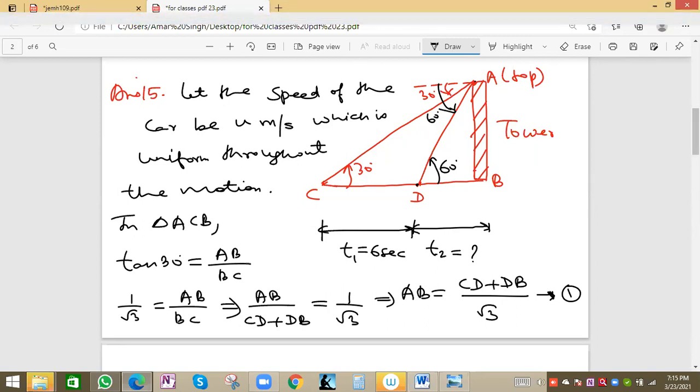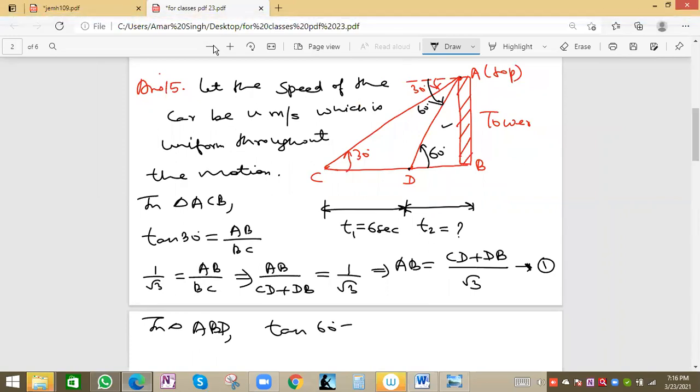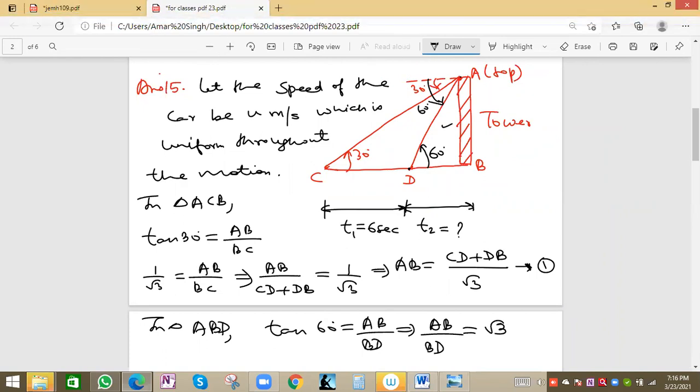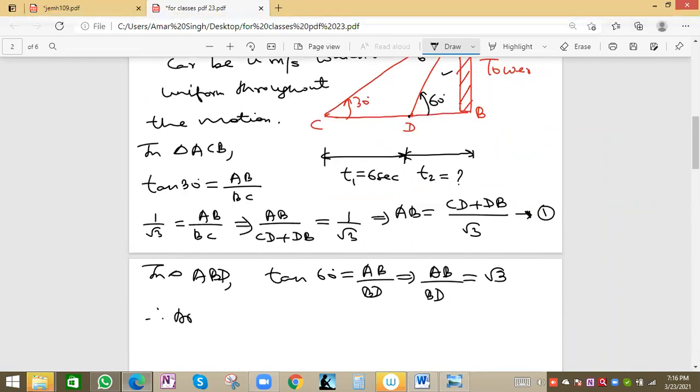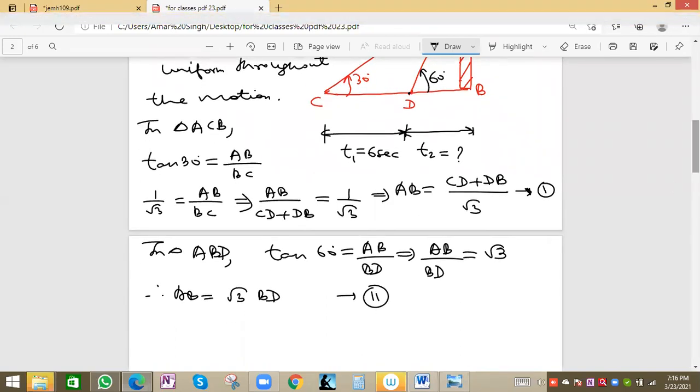In the second case, we will take the smaller triangle, this one ABD, and follow the same process. In triangle ABD, tan 60 will be equal to P by B, or opposite by adjacent, AB by BD. tan 60 is basically root 3. So we write AB in terms of BD, hence AB will be equal to root 3 BD. This is equation 2. Now we can equate equation 1 and 2 because both are the AB value.